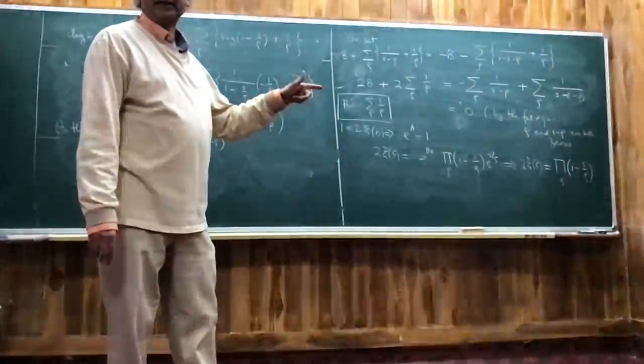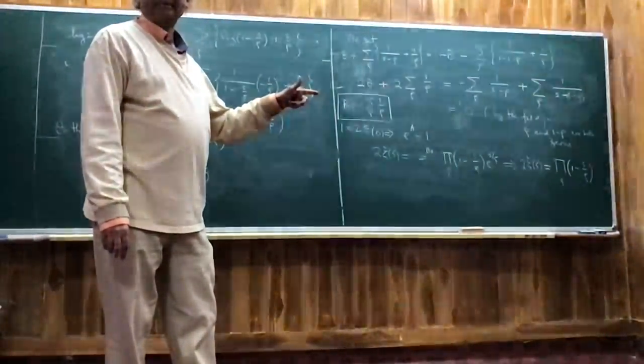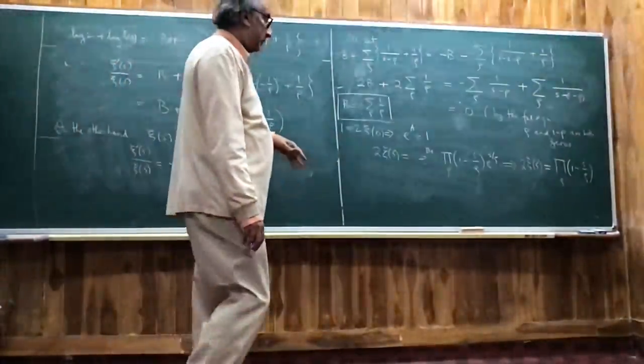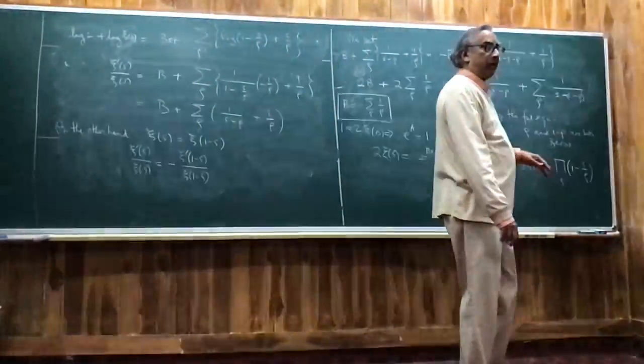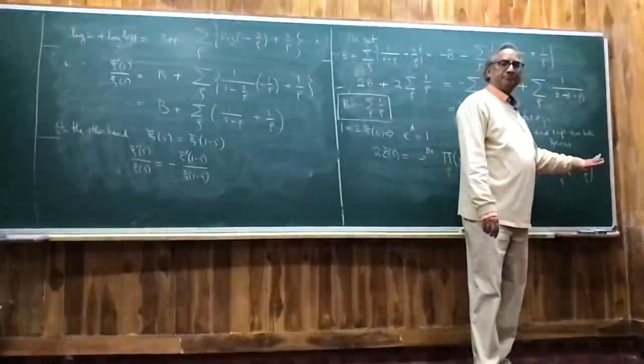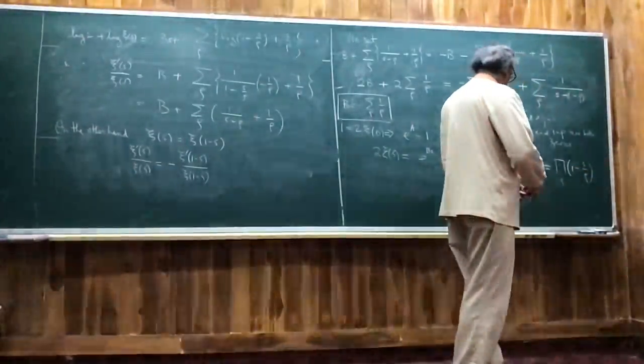Okay, so you get something like this. And as I said, if you're worried about convergence, you would really normally pair up rho with rho bar, and then continue.